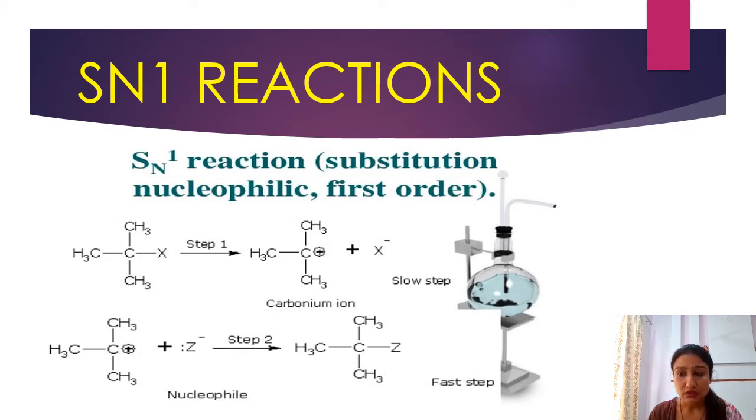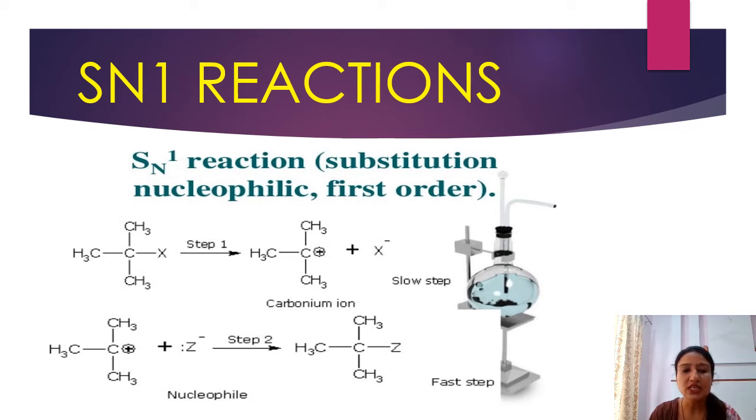Now, I think SN2 bimolecular reactions are clear to you. Let's continue with SN1 reactions. SN1 reactions are substitution nucleophilic unimolecular reactions. As the name indicates, the rate of reaction depends only on the alkyl halide, not on the nucleophile. So the rate of reaction depends on only one species, so it is called first order. They follow first order kinetics.